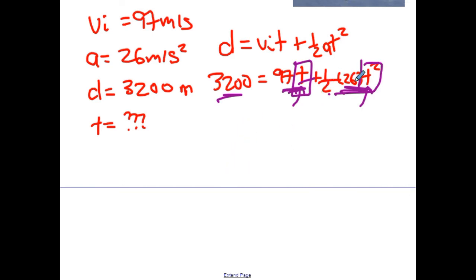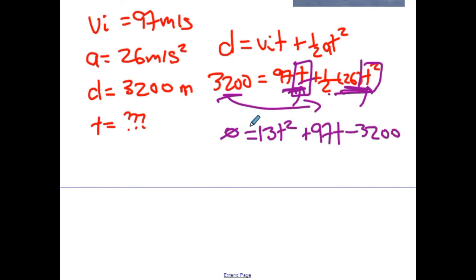I'm actually going to take 1/2 of 26 and make it be 13 t squared. And I'm just kind of rearranging the order. Then I'm doing 97t. And then I'm going to bring the 3,200 to the other side and make it minus 3,200. And all of this is now equal to 0. And now I can use the quadratic formula. So if you know how, it looks like this.